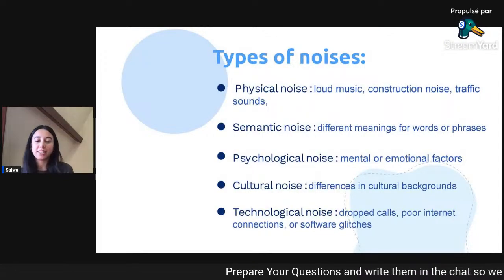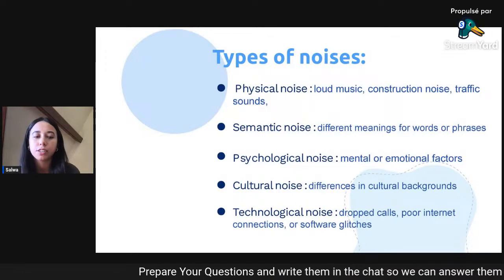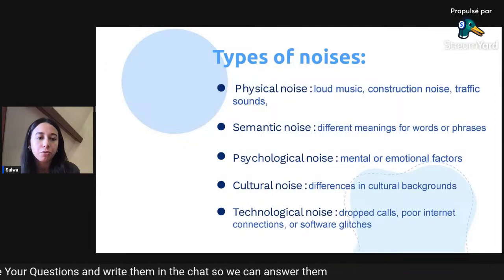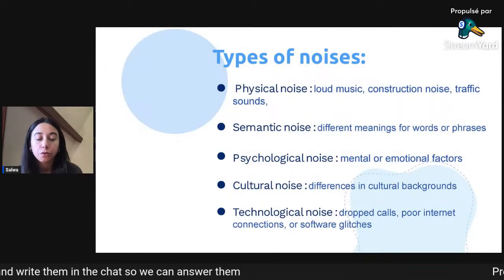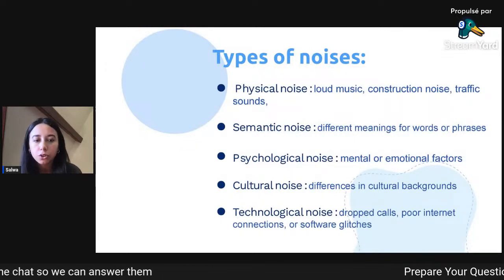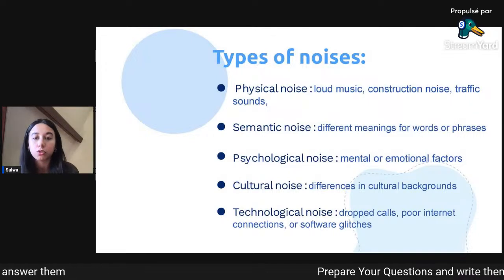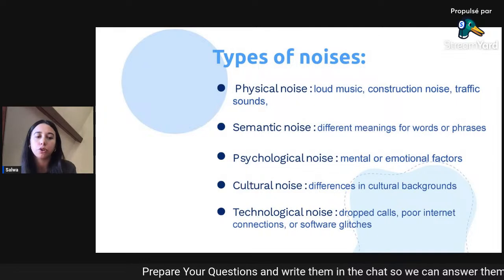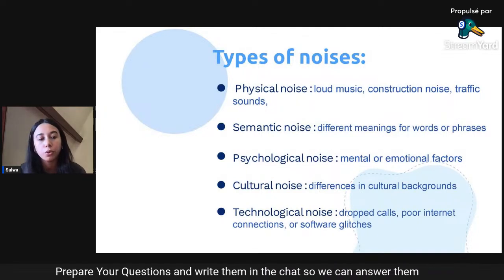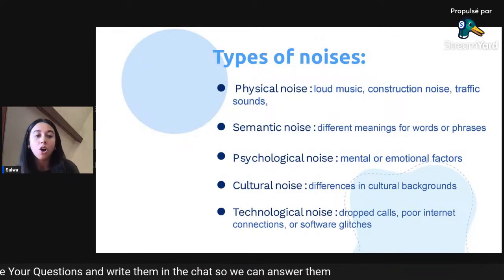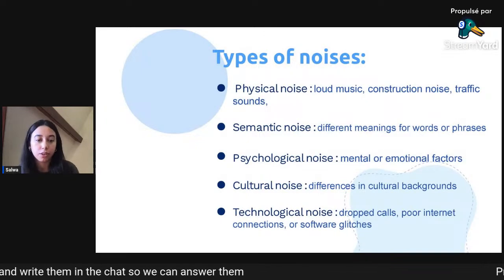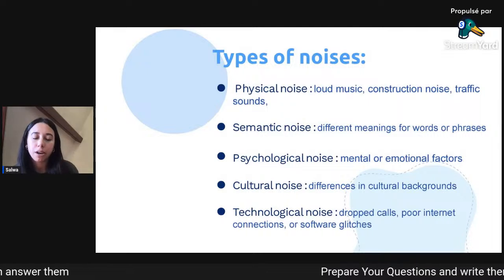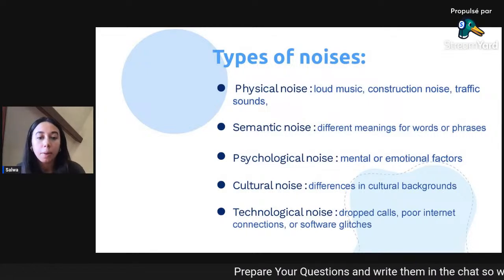So last, we're going to see types of noises that disrupt the communication when we are communicating through computer. So first of all, we have physical noise. Physical noise can mean, for example, loud music, construction noise, traffic sounds. So any actual noise that disturbs communication. For example, when we're on a phone call, or in a webinar, like now, or in a conference call, we need to be mindful of these noises.